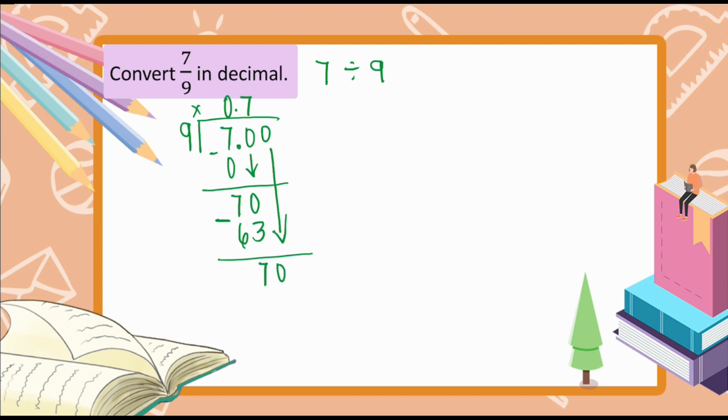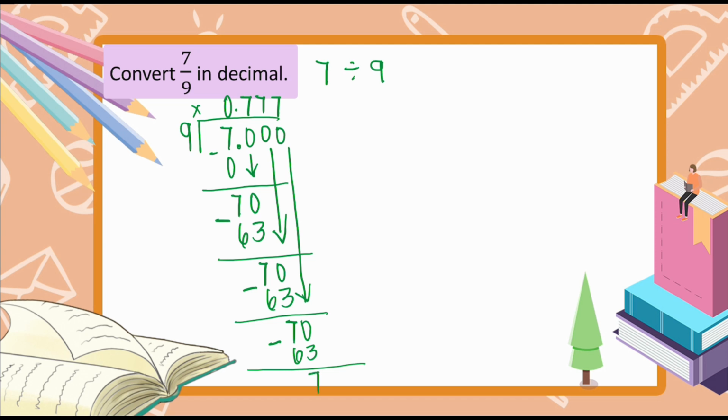So, 70. 70 divided by 9 is 7. 7 times 9 is 63. Subtract 70 and 63, we will get a 7. Add 0, bring down, we will get 70. 70 divided by 9 is 7. We will get 63 sa 7 times 9. Then subtract, we will get a 7.